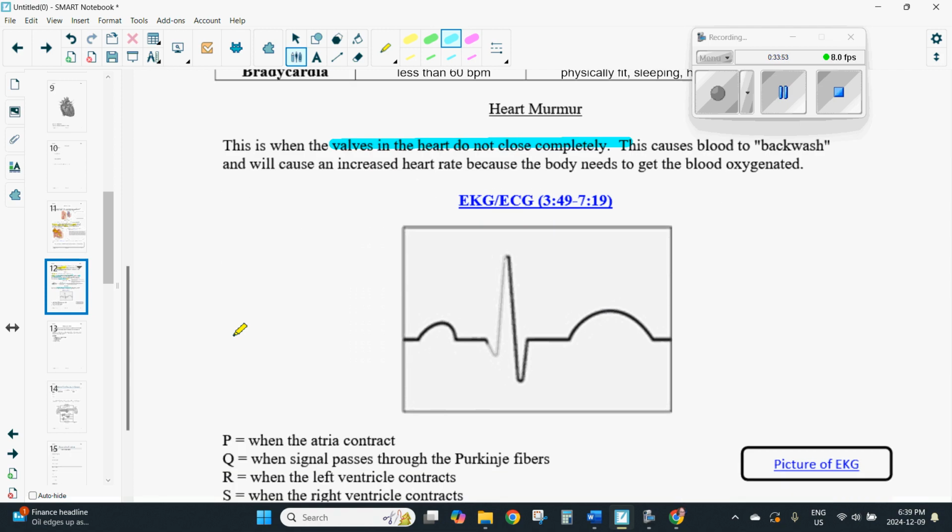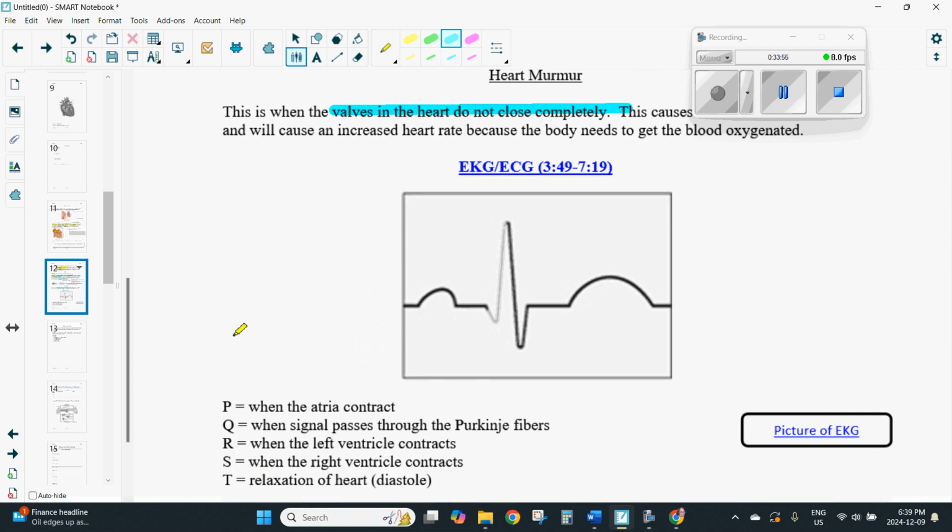Now an EKG or an ECG. EKG, ECG stands for electrocardiogram.